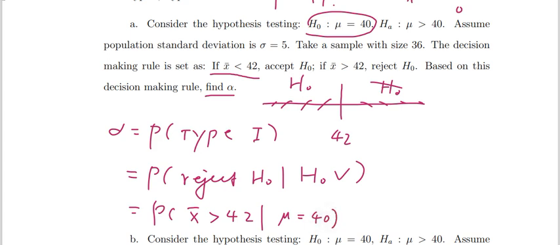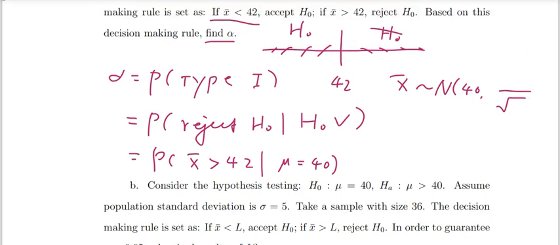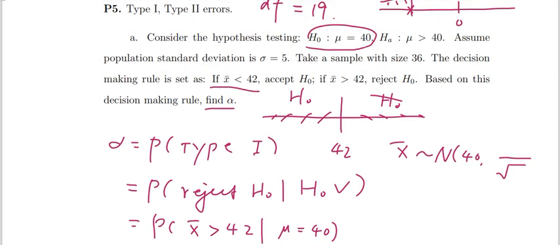So for such a probability, we need to know what is the distribution for x bar. So here we just plug it in, right? X bar follows this normal, so mean is 40, and sigma over root n. So we need to check what is sigma, what is n. Let's say sigma is 5. So what is n? We take samples, sample size 36.